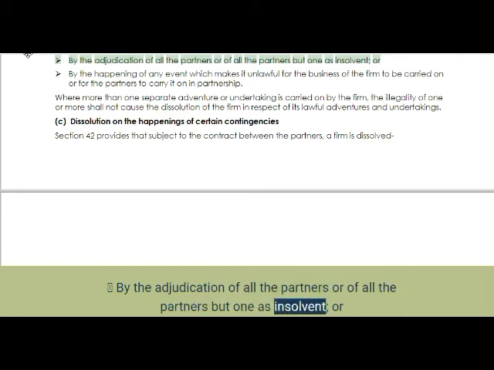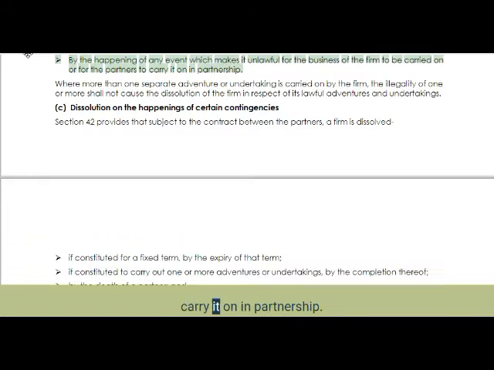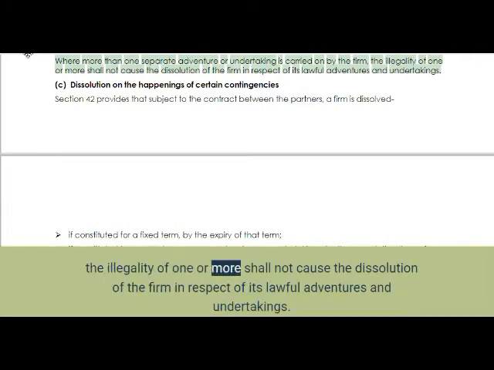When a minor who has been admitted to the benefits of the partnership in a firm attains majority and elects to become or not to become a partner, then he may give notice to the registrar that he has or has not become a partner. The registrar shall make a record of the notice in the entry relating to the firm in the Register of Firms and shall file the notice along with the statement.